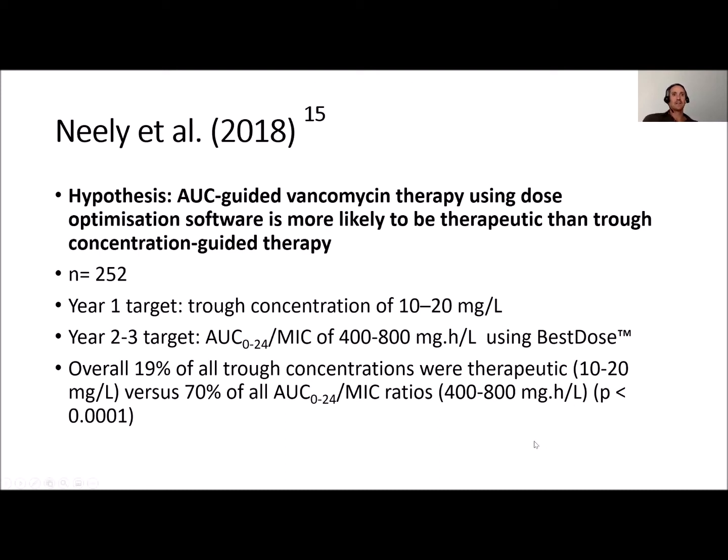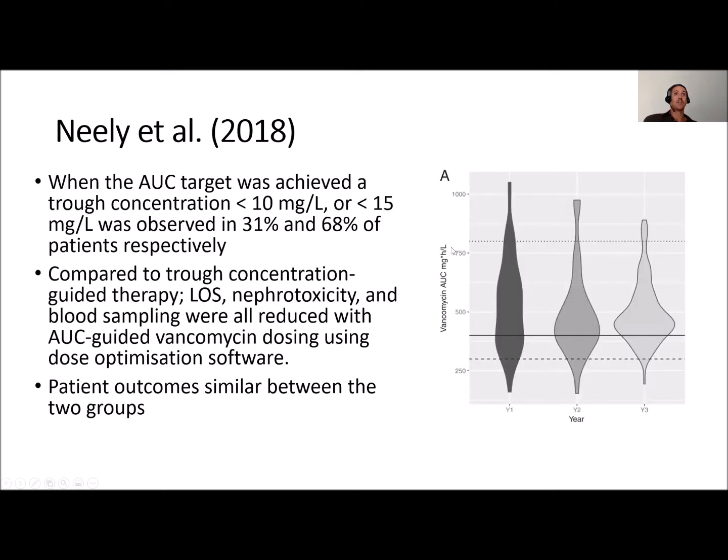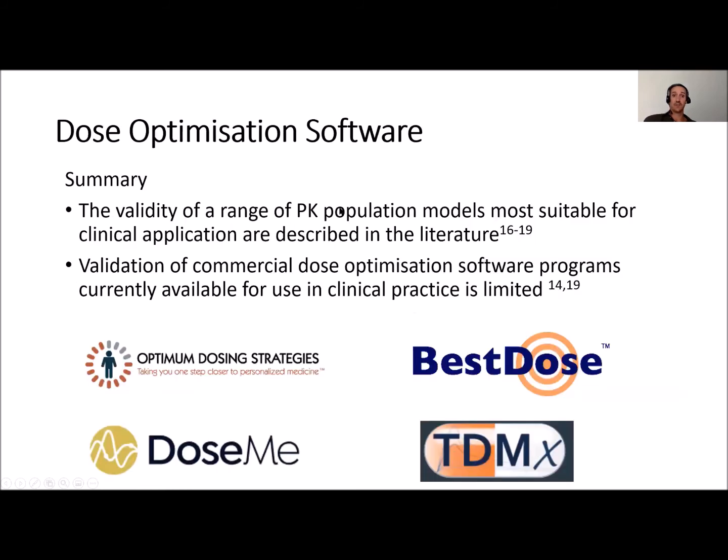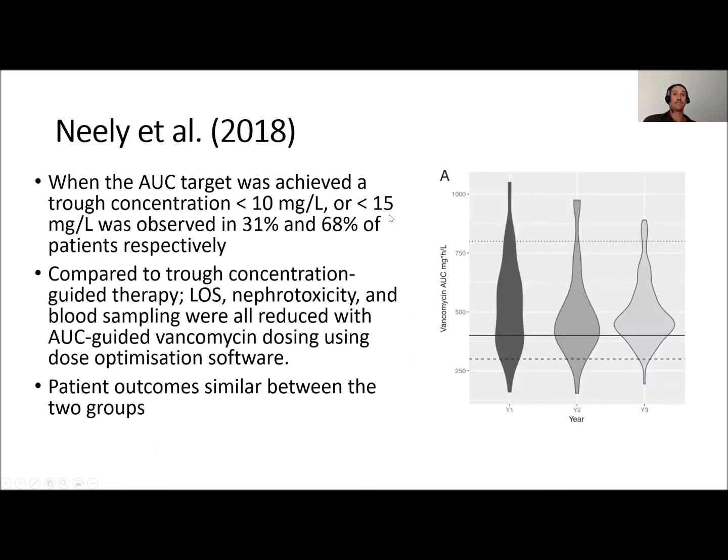So what they found was that 19% of all trough concentrations were therapeutic, whereas if you looked at the AUC over MIC ratio, 70% of them were therapeutic. So there's a bit of a difference there. When the AUC target was achieved, they found that a corresponding trough of less than 10 was observed in 31% of patients and a trough below 15 in 68% of patients. They found that with an AUC over MIC model using dose optimization software, they reduced length of stay, nephrotoxicity, and blood sampling. Patient outcomes were similar.